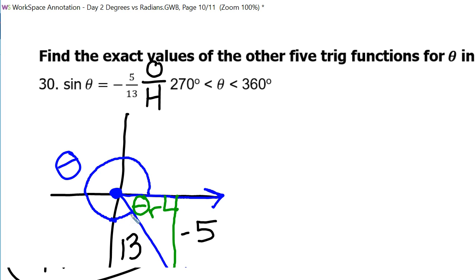13 is the biggest side, so I see a number smaller than 13. 8. 12. This is a 5, 12, 13 triple. Ooh. So would that adjacent side be positive 12 or negative 12? Positive 12 because it's on the right of 0. Now that we have all those, now we can find the sine, cosine, tangent, and the 3 reciprocal.